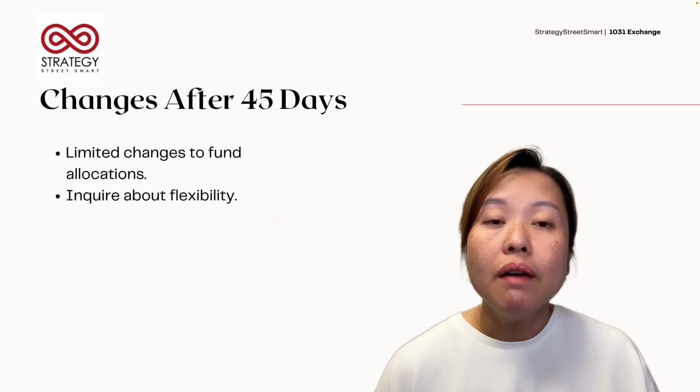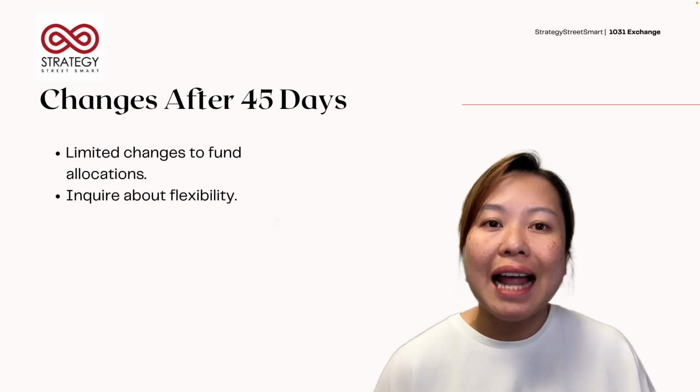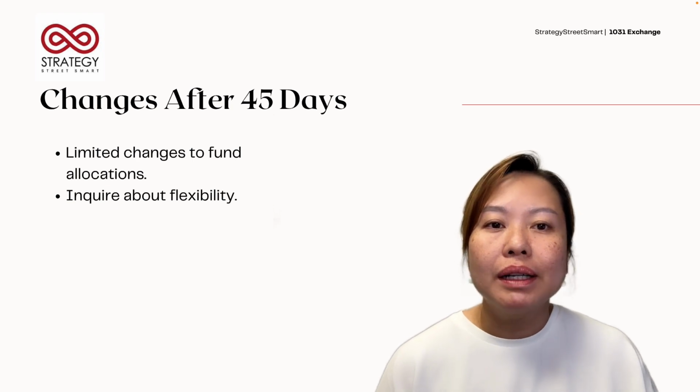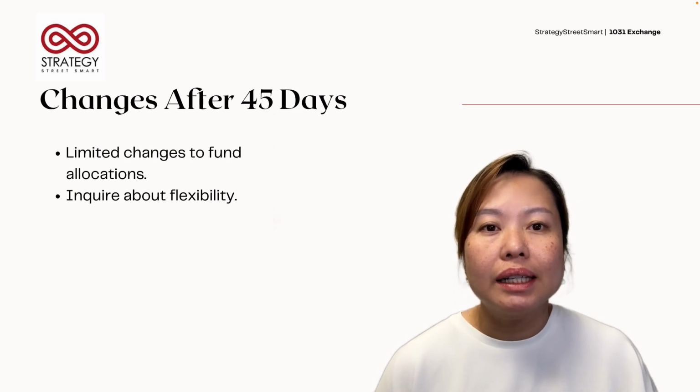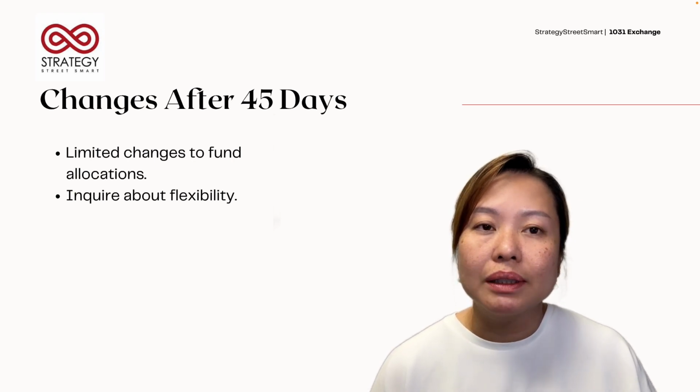Qualified intermediaries often restrict changes to fund allocation among identified replacement properties after the 45-day identification period. Investors should inquire about such limitations and understand the degree of flexibility allowed.